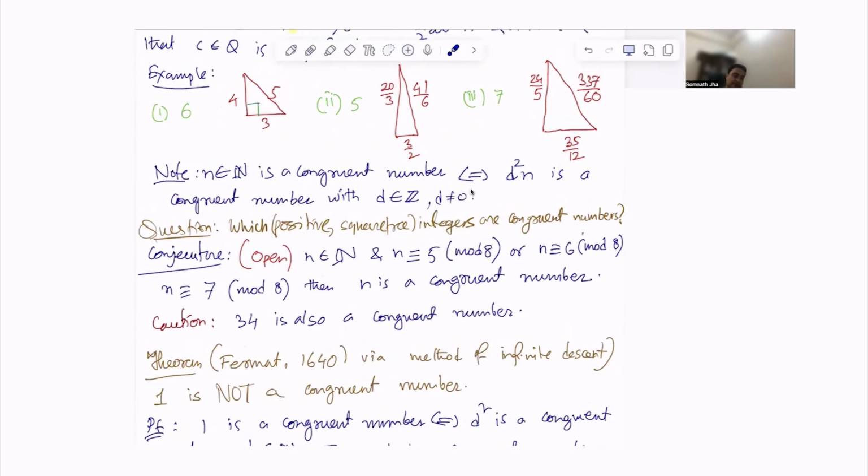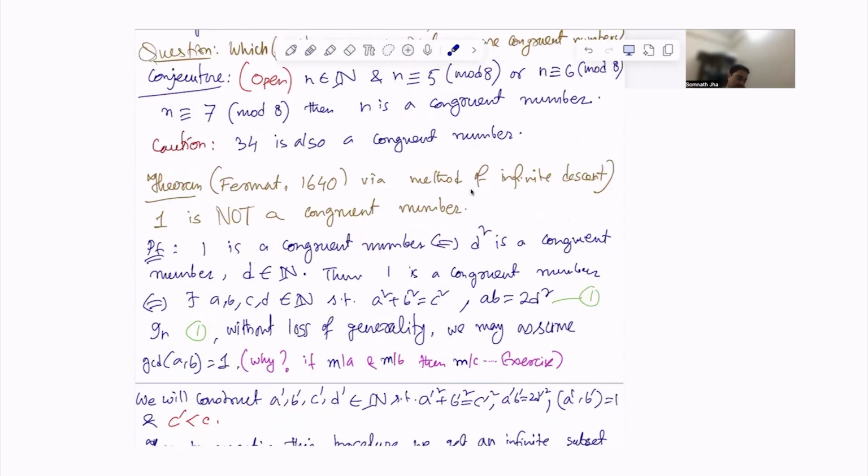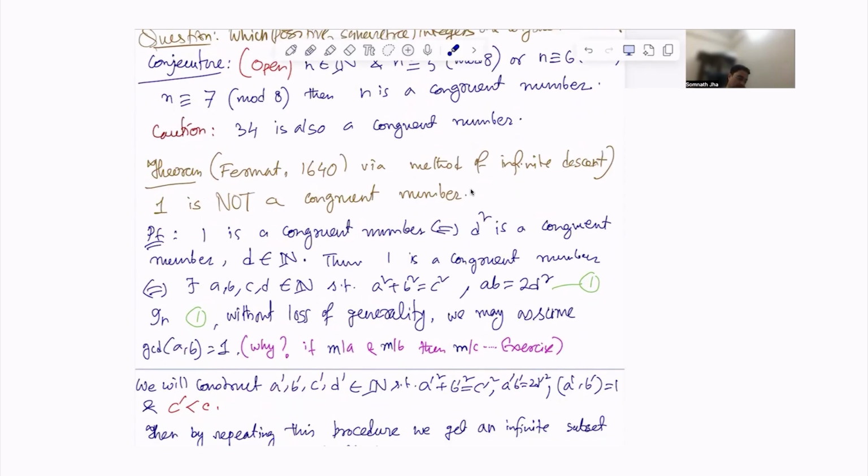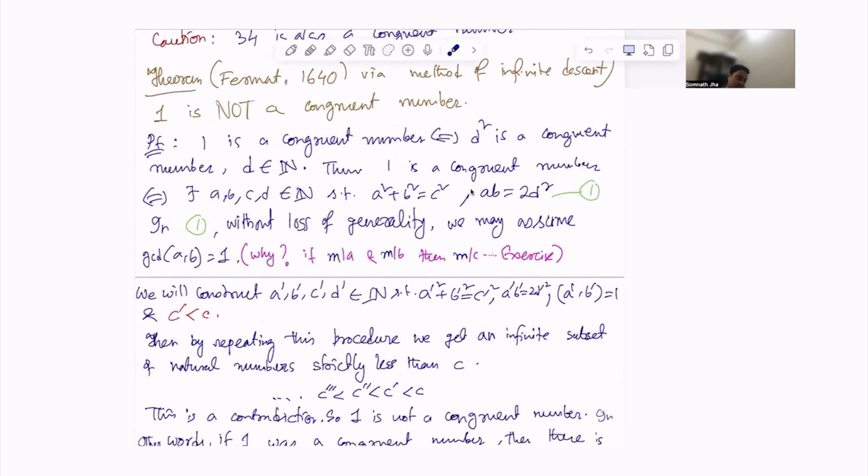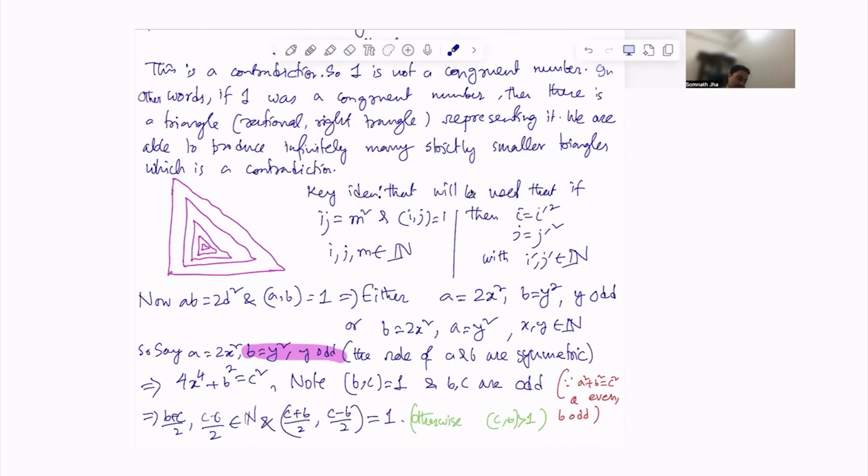And we have 24/5 and 35/12. And half into 24/5 into 35/12 is 7. And (24/5) squared plus (35/12) squared is (337/60) squared. So we have seen that. And we have seen that 1 is not a congruent number. So that was the answer to one of the questions.